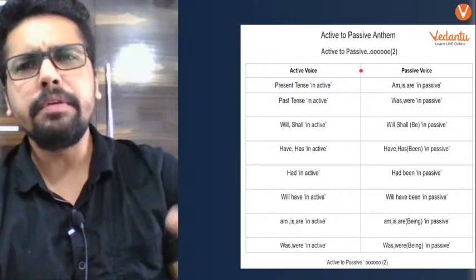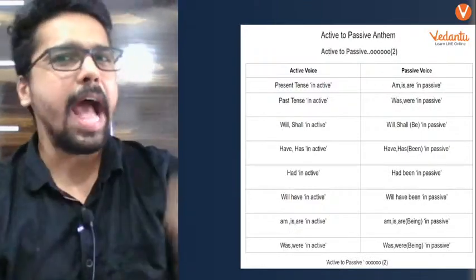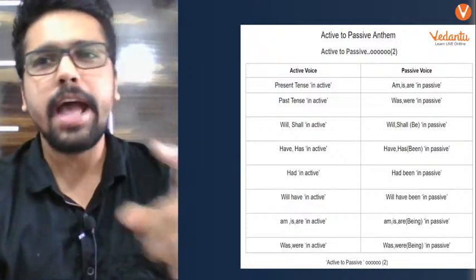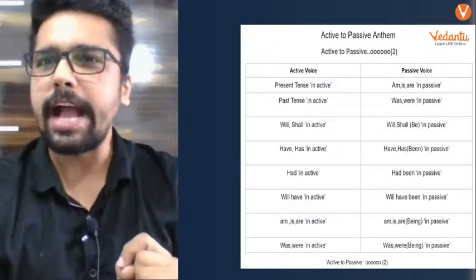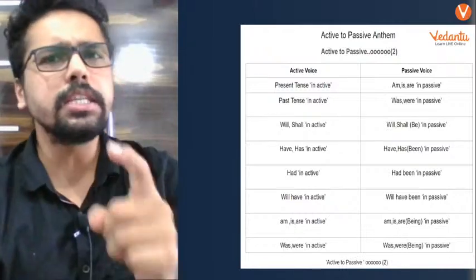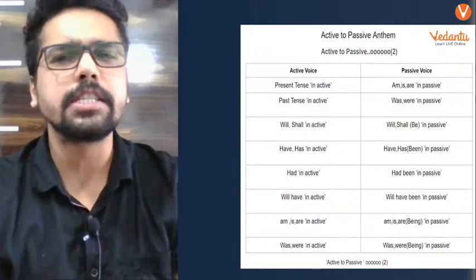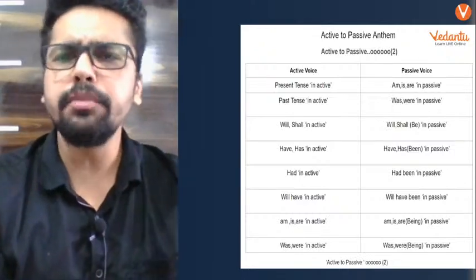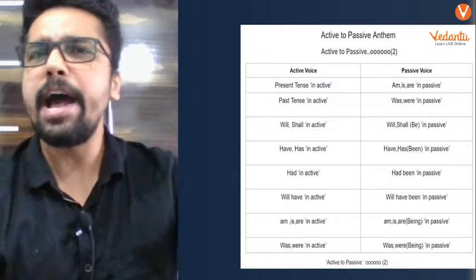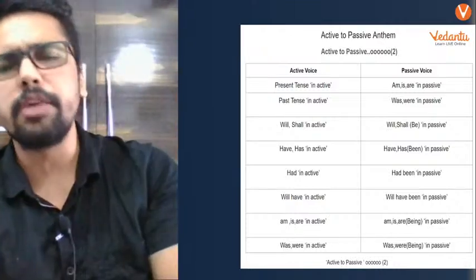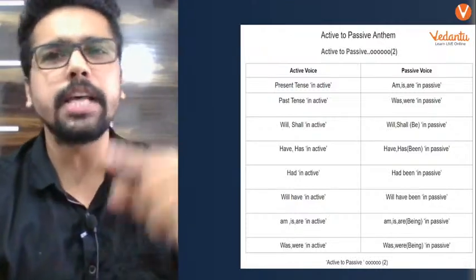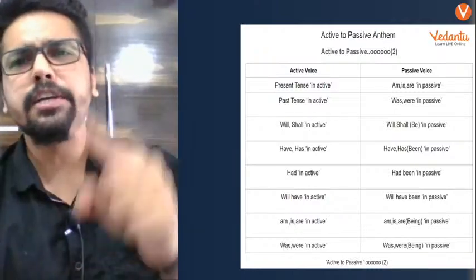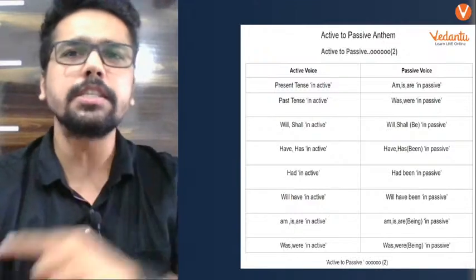Active se passive kar. Active se passive kar. That's the beginning. Present tense in active, am is are in passive. Past tense in active, was were in passive. Will shall in active, will shall be passive. Have has in active, have has been passive. Had in active, had been in passive. Will have in active, will have been passive. Am is are in active, am is are being passive. Was were in active, was were being passive. Active to passive.